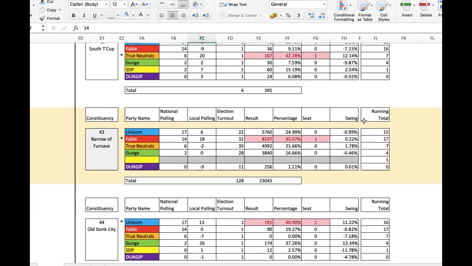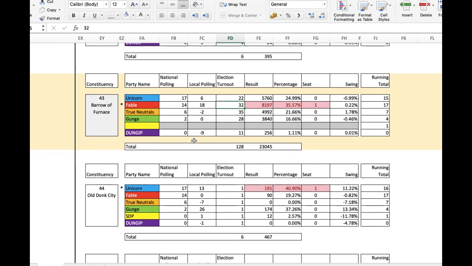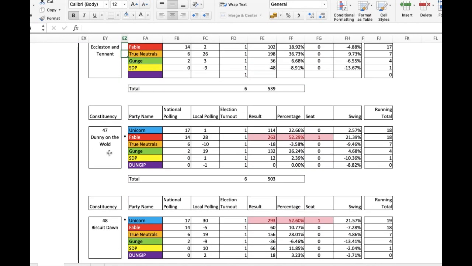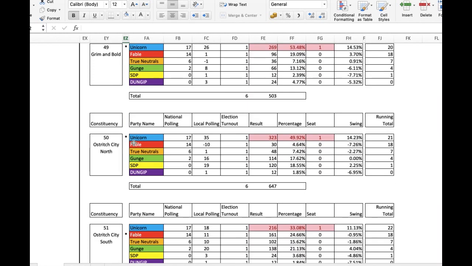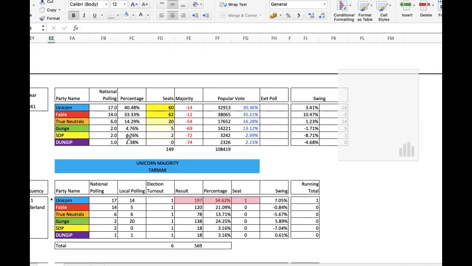And here's Barrow Furnace and the by-election as it was run, and the victory for Gorlak the Betrayer. Hooray! Everyone loves Gorlak. As you can see, I've now added the names of some of the constituencies, and I put a little asterisk next to whoever the incumbent is. So yeah, this is the election that will be fought.